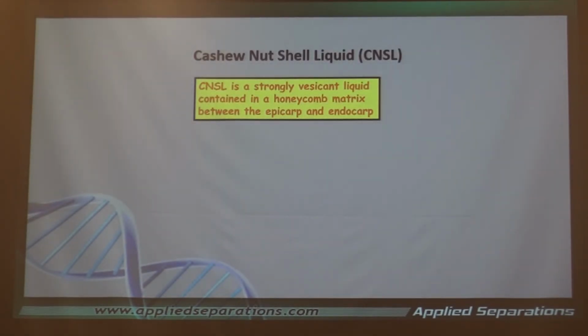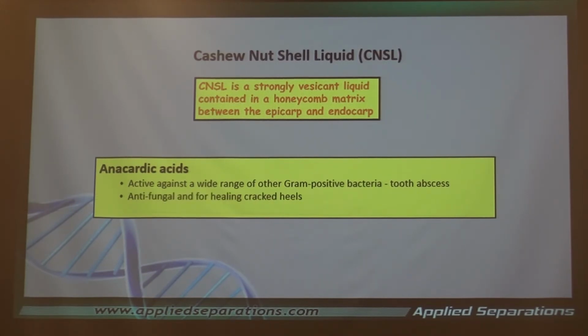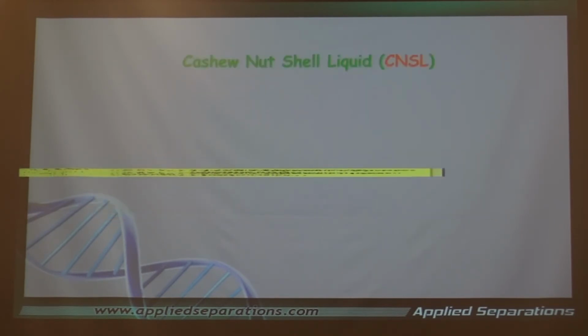Another little technique I want to show you is dealing with cashew nut oil. This is the cashew nut oil that is not in the meat of the nut, but in the shell. I'll show you here, these are anacardic acids. And these are used in a wide range of antibacterial and antifungal configurations, and actually in some of the resins and coatings of natural products.